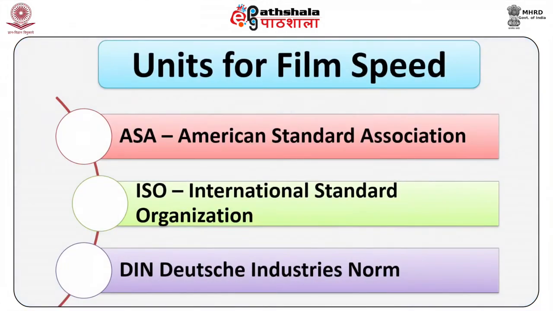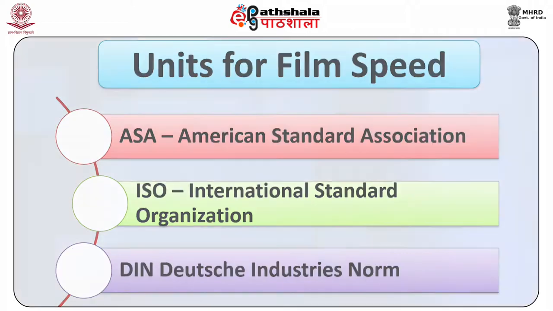The main units to express film speeds are ASA, ISO and DIN. ASA stands for American Standard Association, ISO stands for International Standard Organization, DIN stands for Deutsche Industrie Norm. The more sensitive the film, the less exposure is required for taking a photograph, and vice versa. The more sensitive the film or higher the film speed, the more grainy the picture becomes, and the lower the film speed, the sharper would be the picture.